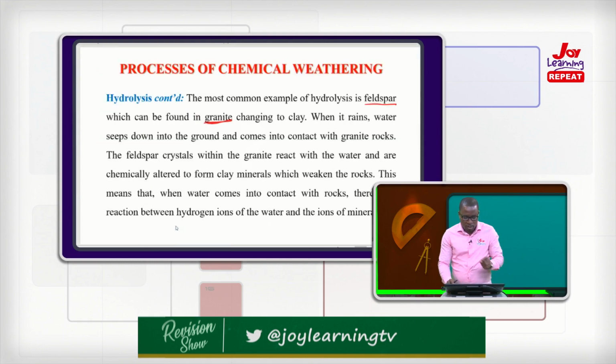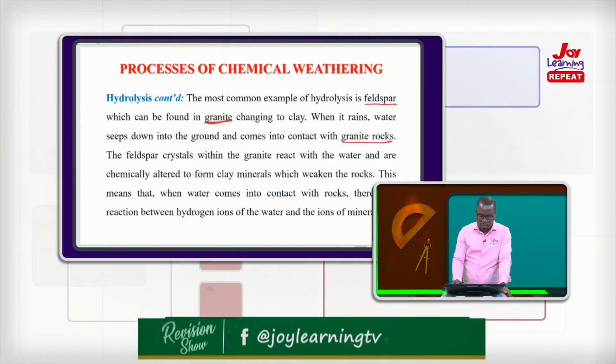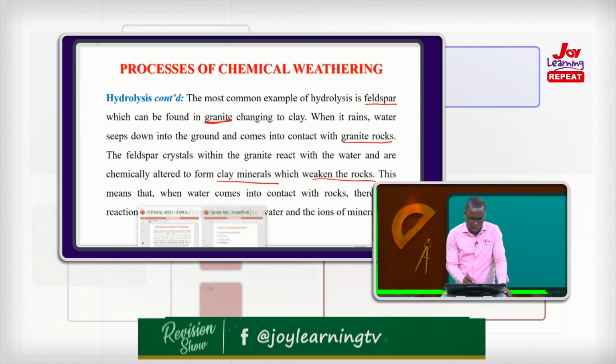So, the feldspar, see, when it rains, water seeps down into the ground and comes into contact with granite rocks. The feldspar crystals within the granite react with the water and are chemically altered to form clay minerals. And these clay minerals weaken the rocks.